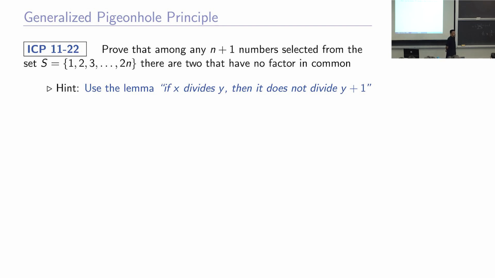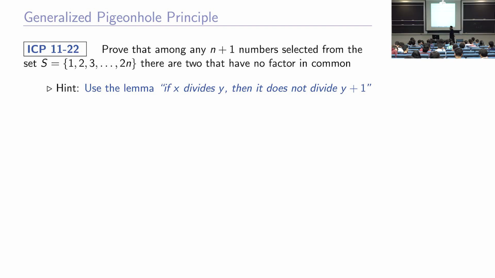Remember this thing we proved by contradiction long ago, that if a number x divides another number y, then it cannot divide y plus 1, because otherwise it would imply that x divides 1. No number divides 1. Among any n plus 1 numbers, there will be 2 numbers that have no factors in common. Let me give you an easier hint. Among any set of n plus 1 numbers, there will be 2 consecutive numbers. If they are consecutive numbers, then they cannot have a factor in common.